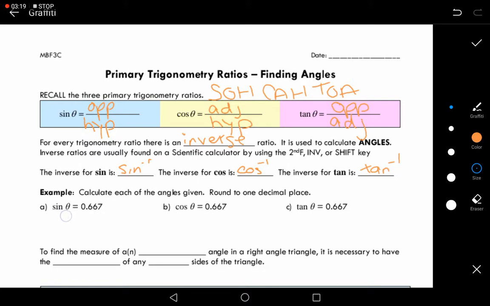So in order to calculate these, we're going to get rid of the sine by taking the inverse sine of both sides. So we have sine -1 of 0.667. Pull out your calculators, typing that in. You should end up with an answer of 41.8. And we're dealing with an angle measurement here, so we want to include that degree symbol. Same thing with cos. In order to get rid of that cos, to get theta all by itself, we need to take the inverse cos of both sides.